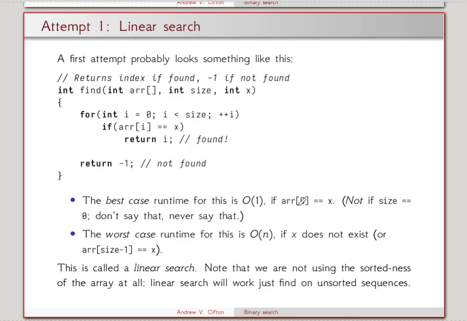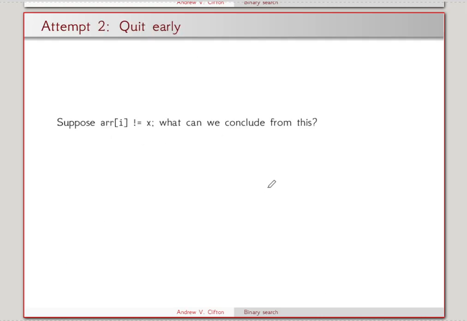This is just called a linear search. It's just start at the beginning and go all the way to the end. Of course, you could also start at the end and work backwards. But note that we're not using the fact that our sequence is sorted. This array is actually sorted in ascending order, but nothing about this code uses that. This would work perfectly well if the sequence was unsorted. So let's see if we can take advantage of the fact that the sequence is sorted to improve this.